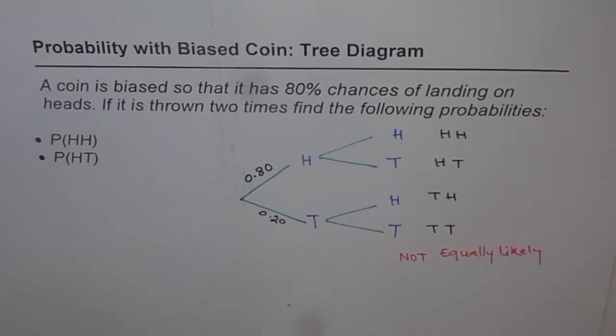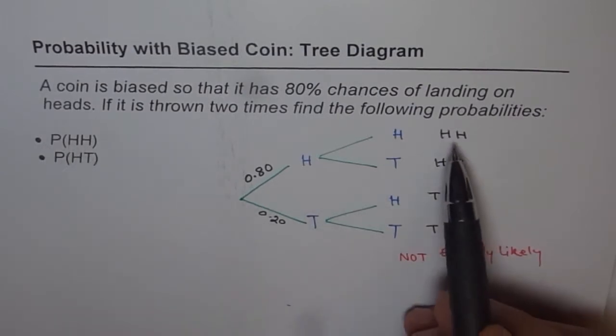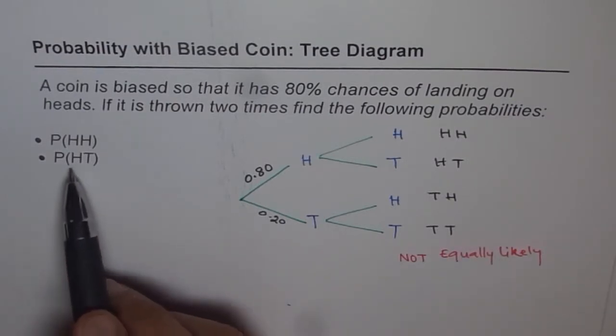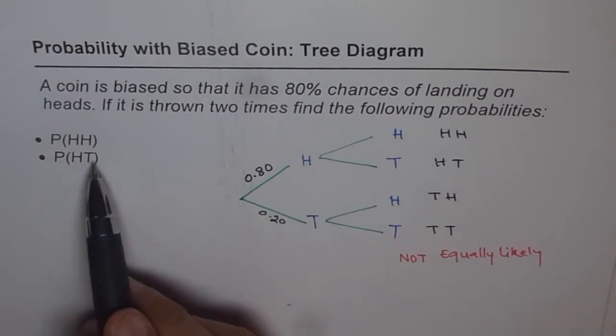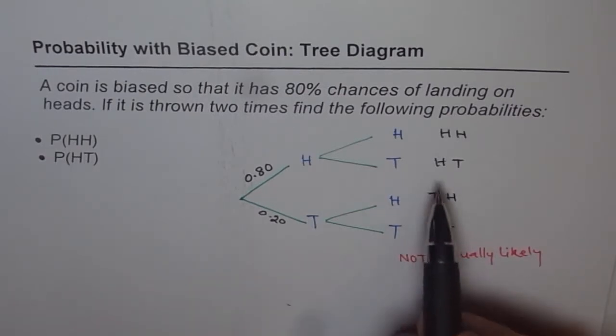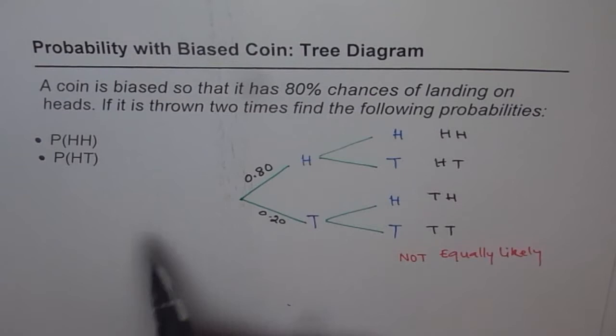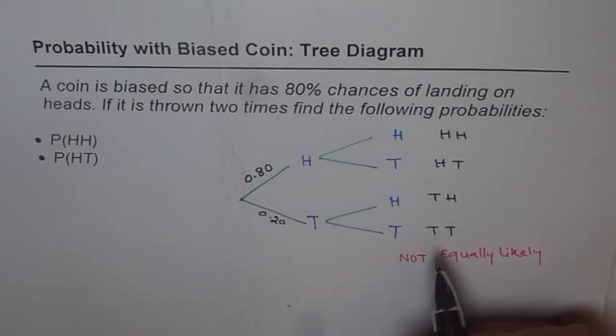Now, since they are not equally likely, we cannot write our answer like the probability of getting head and head is 1 out of 4. Do you see that? Or the probability of getting head and tail. When we write head and tail, it means head, tail or tail, head. Both combinations, right? That means these two. So it is not 2 out of 4. That is the first thing you should recognize. We cannot use those kinds of ratios since the outcomes are not equally likely, right? So that's the first thing which you should understand.